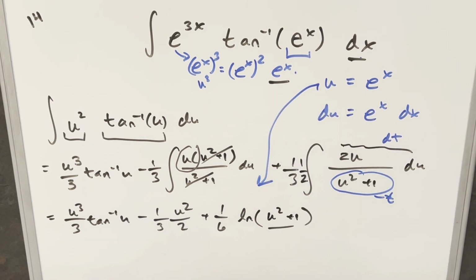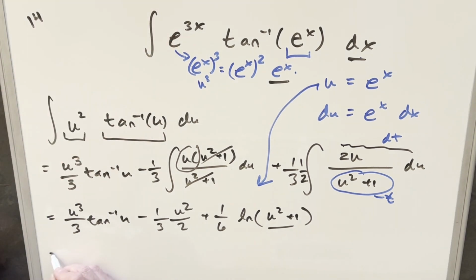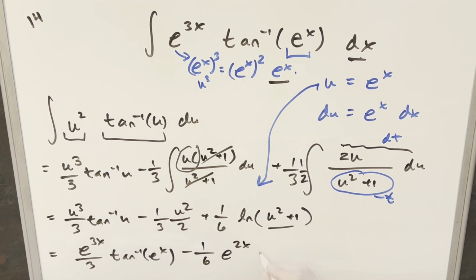So what's going to happen? First, u cubed is going to be this e to the 3x that we had in the beginning. So we're going to have e to the 3x over 3 arctan e to the x. Multiplying minus 1/3 times 1/2, we're going to have minus 1/6 e to the 2x plus 1/6 natural log of e to the 2x plus 1. Add a plus C, and that's it.